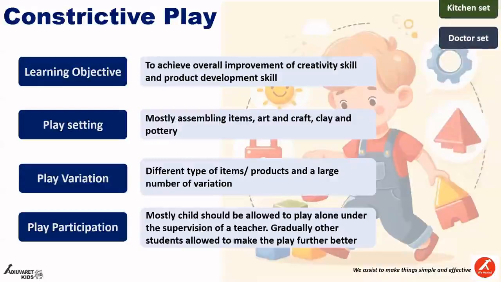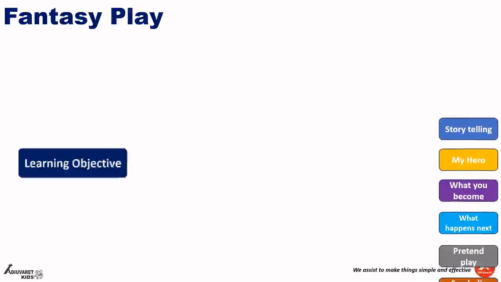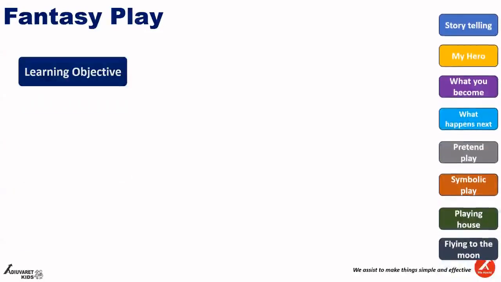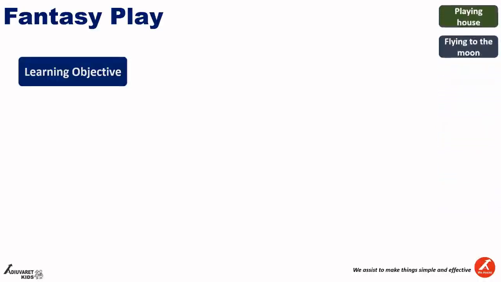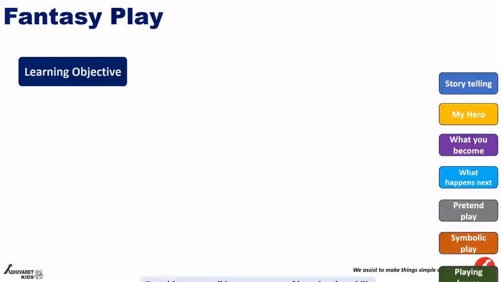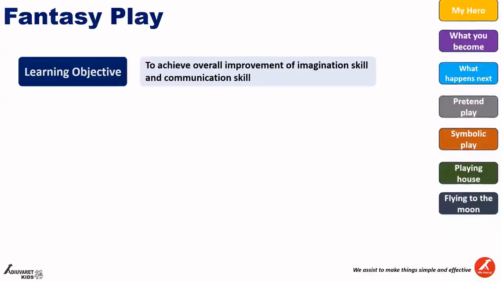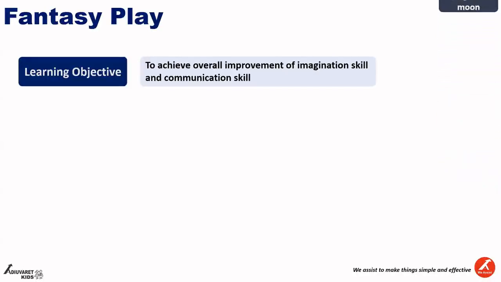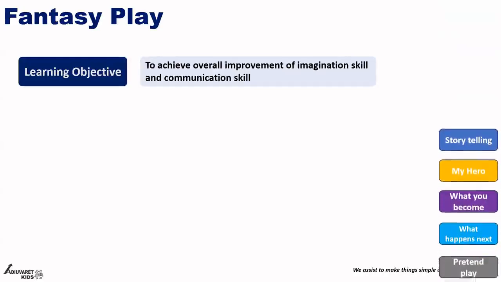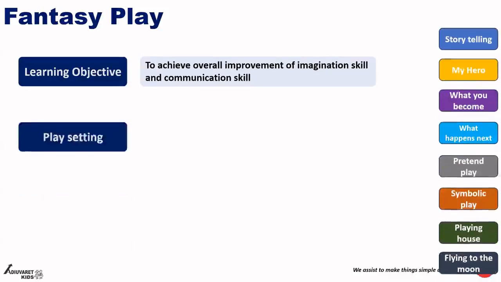Then moving further, we are coming to the next play, which is the fantasy play. Under fantasy play, games like storytelling, my hero, what you become, what happens next, pretend play, symbolic play, playing house, flying to the moon are very common, because the objective of fantasy play is to achieve overall improvement of the imagination skill of the child, and at the same time the communication skill of the child also improves when we bring this fantasy play into the preschool setup.